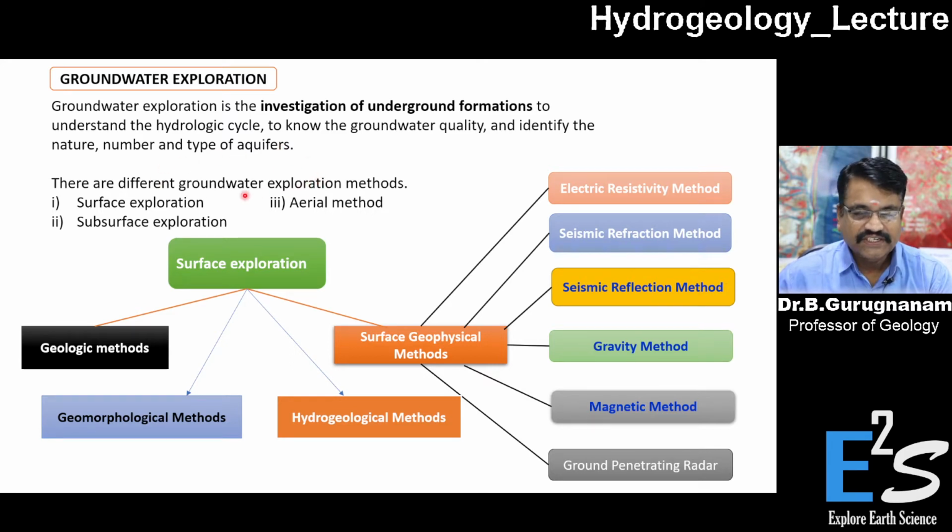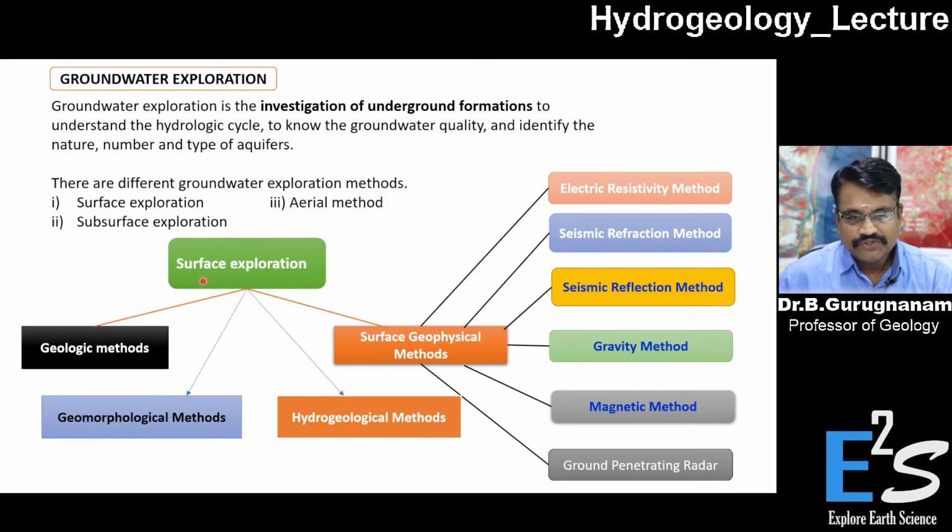Different methods, as I said. The first method is the surface exploration method. In this method, there are two parts. One is lithological interpretation, second one is structural interpretation. The second one is subsurface exploration by geophysical method, and third one is by using satellite technology or the aerial photograph to investigate the possibilities of groundwater.